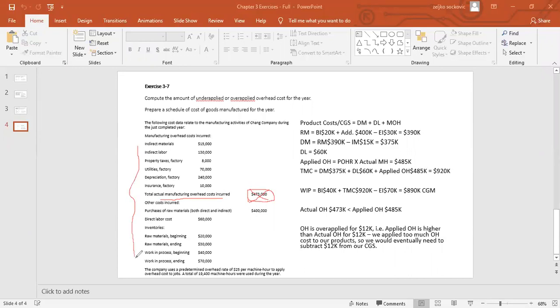Now, all of these might be mixed, and you need to be able to pick out the costs and say which are manufacturing overhead costs. Indirect materials are manufacturing overhead. Indirect labor is manufacturing overhead. Property tax, utilities, factory depreciation, insurance, these are all overhead costs, right? There might be some costs that say CEO salary. Well, that's not overhead cost, so it doesn't belong in manufacturing. Or depreciation for some office equipment. We saw these examples in chapter 1. That's not manufacturing overhead cost, right?